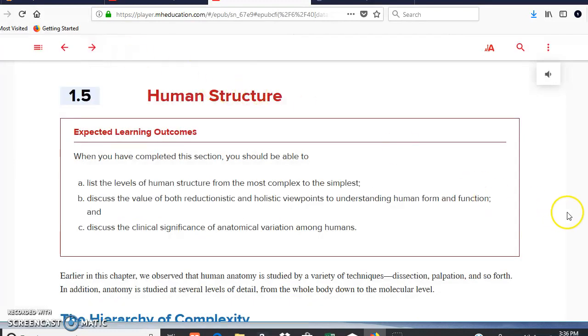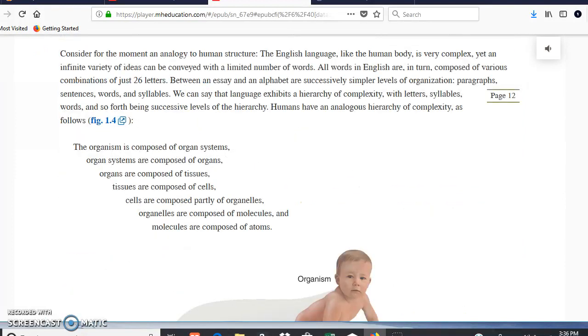We get to human structure. This is a part that you need to start reading. So human structure is important because our body is organized, right? It has certain organization. An organism, such as a human, like in this case a baby, is composed of systems. Systems are composed of organs. Organs are composed of tissues, and tissues are composed of cells. Cells are composed of organelles.